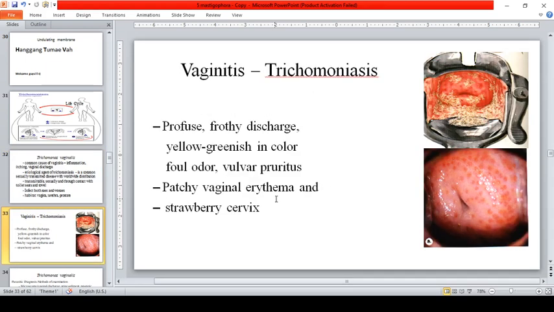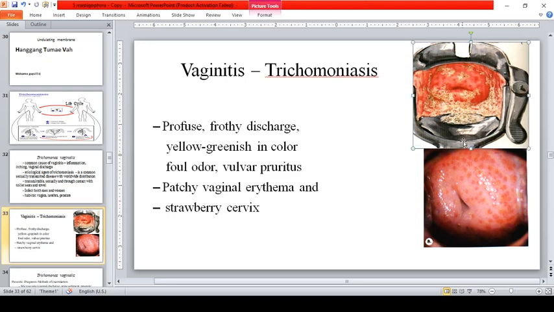Uy! Okay? So, this one, guys, that is the inside part of, this is a metal that can be used to enlarge the vaginal canal to get samples. Okay? Kagaya pag pap smear. Okay? So, in vaginitis or trichomoniasis, there is a profuse frothy discharge with yellow greenish color, okay, with a foul odor, and possible na magkaroon ng vulvar pruritus. Okay, hindi yan pruritus, pruritus. Patchy vaginal erythema, and the presence of this one.